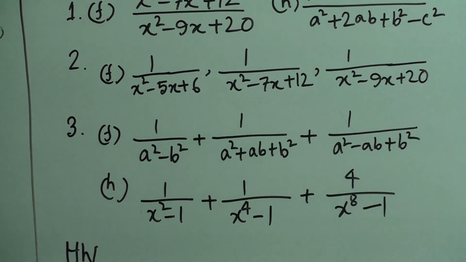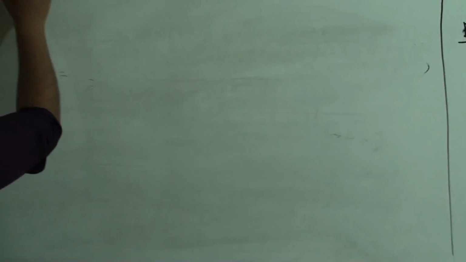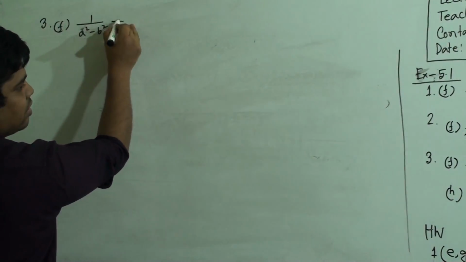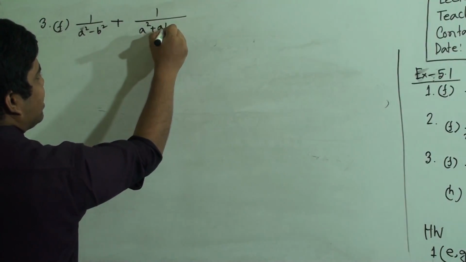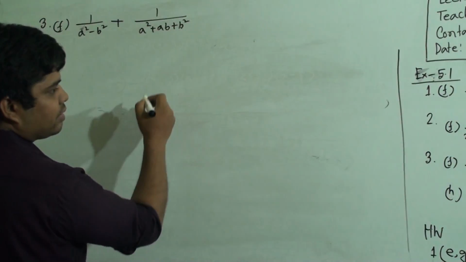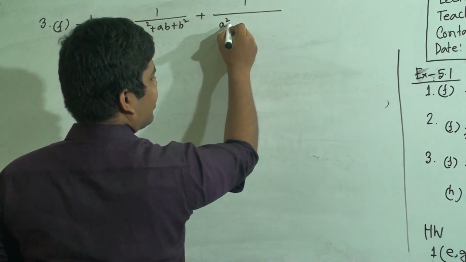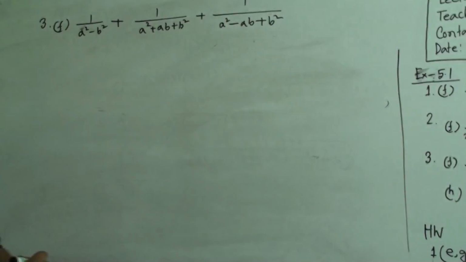Okay, the second problem is number 3. First, find 1 by a square minus b square plus 1 by a square plus ab plus b square plus 1 by a square minus ab plus b square. Now my dear student, we do addition, that means we add.